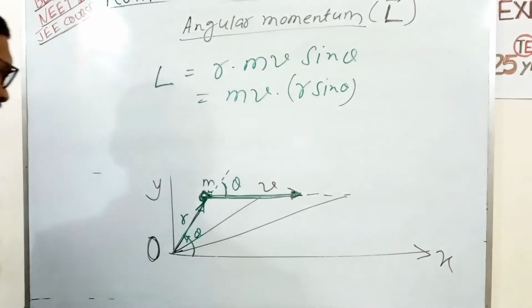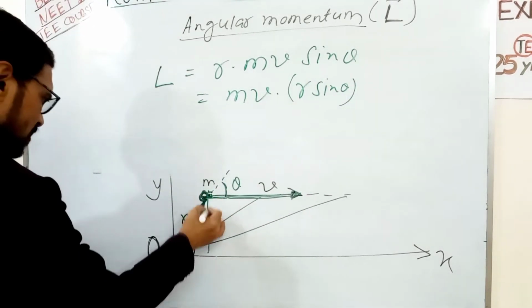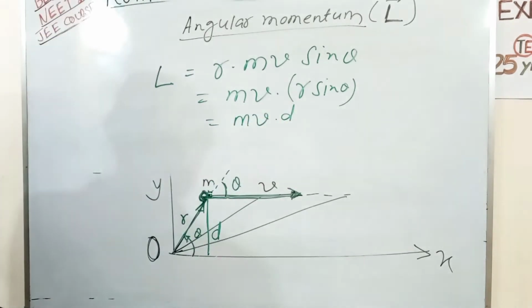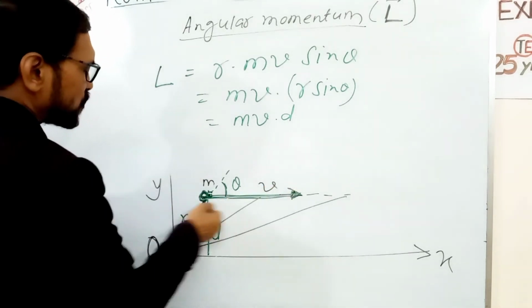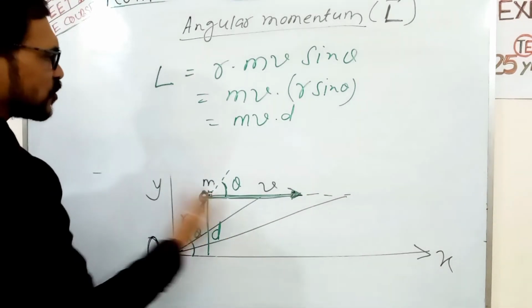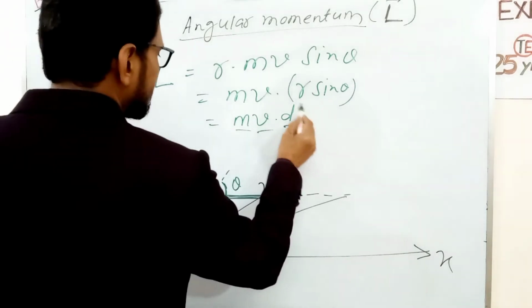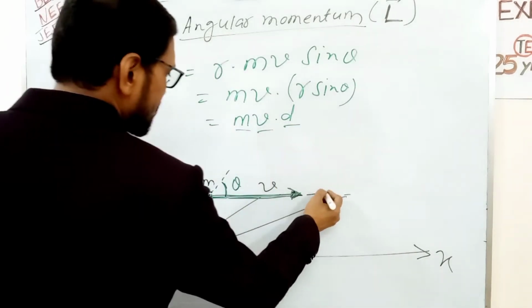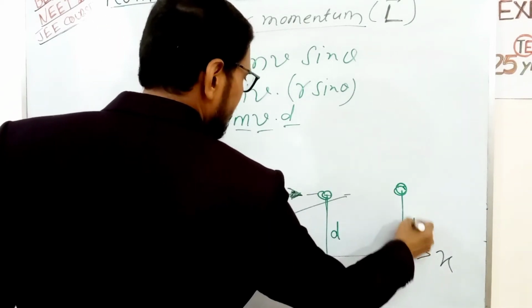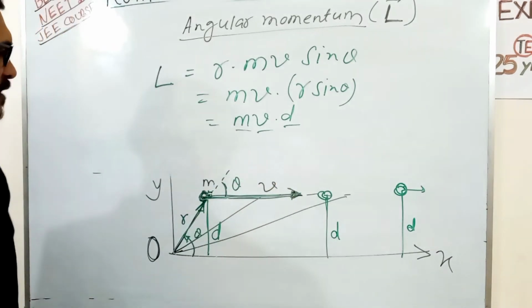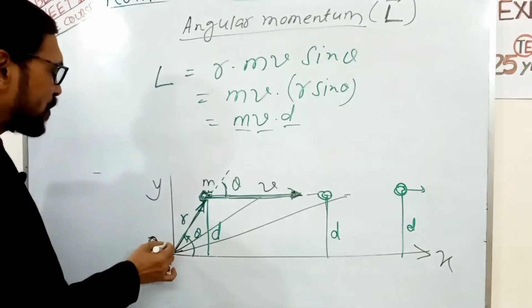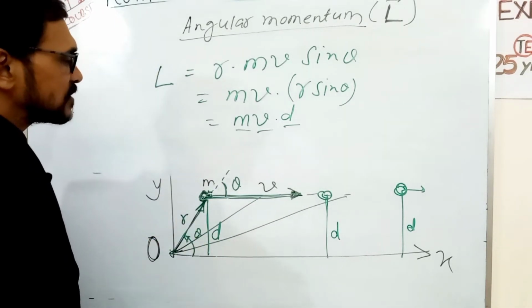Now what is r sine theta? r sine theta is the perpendicular distance, so this is mv into d. So if a body moves linearly, in a straight line parallel to the x-axis, the angular momentum about the point O remains constant, because here m, v, d, every term is constant. Suppose the body is here, the distance is d, remains the same. The body is here, distance same. So if the body moves with uniform velocity, that is constant velocity, the angular momentum about the origin remains constant throughout the motion.